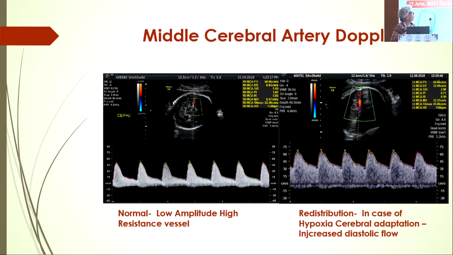The next is the middle cerebral artery Doppler. So it is actually a Doppler for the fetal brain vessel. We can see here, opposite to the umbilical artery, it is actually a high resistance vessel with low amplitude. So here we can see the diastolic flow is not up to that level.